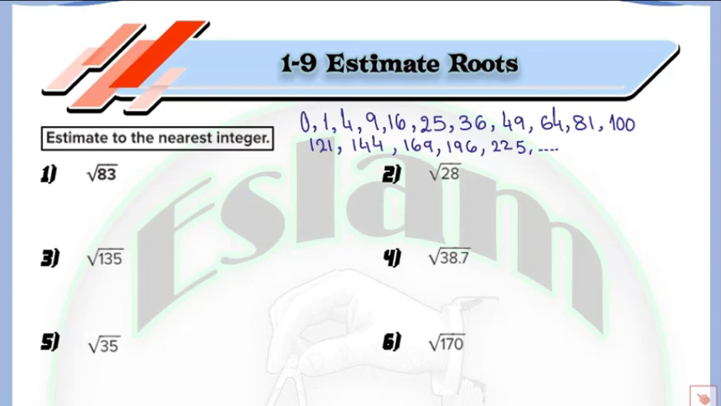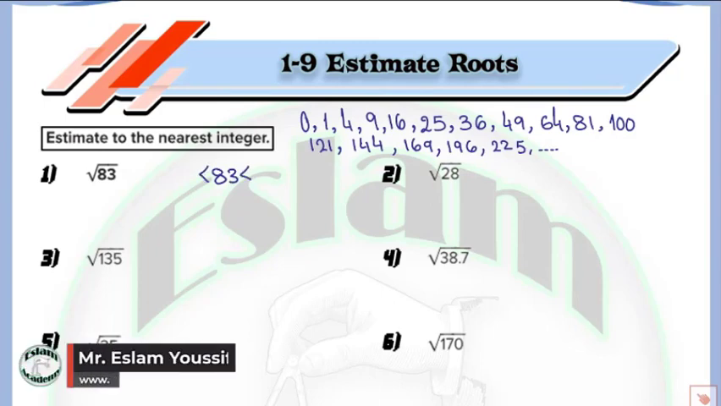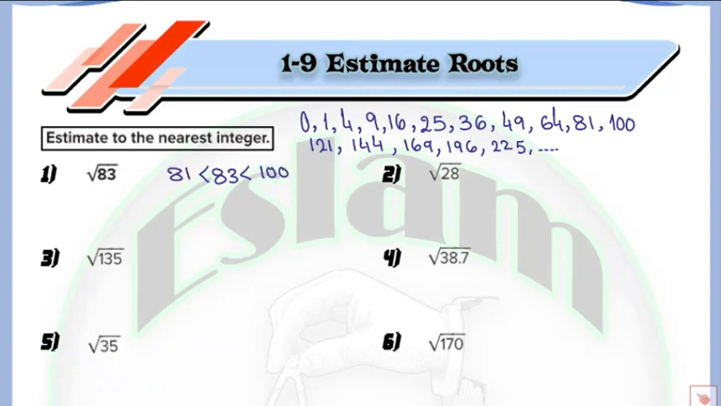For example, we can say the square root of 83. 83 is a non-square number because there is no number that, if you multiply it by itself, the answer will be 83. So we need to find the closest answer. Just write 83. I need two square numbers, one before 83 and one after 83. You will find that 83 lies between 81 and 100. 83 is close to 81. So the square root of 81 equals 9. So the square root of 83 is approximately 9.